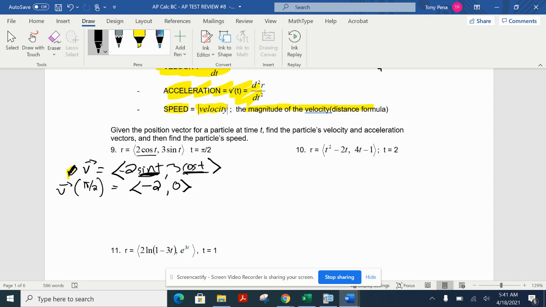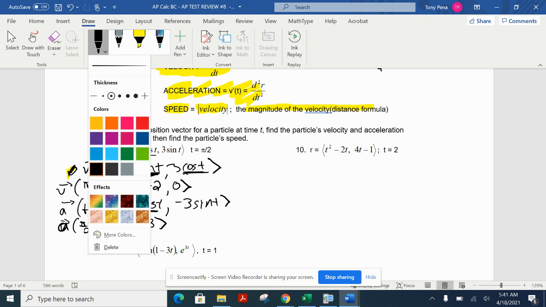We also want the acceleration vector, so take one more derivative. Should get a negative 2 cosine of t, and then a negative 3 sine of t. And then we want to evaluate that at pi over 2. The x coordinate at the time of pi over 2 is the 0. The y coordinate at the time of pi over 2 is the 1, so it becomes a negative 3. That's our acceleration vector.